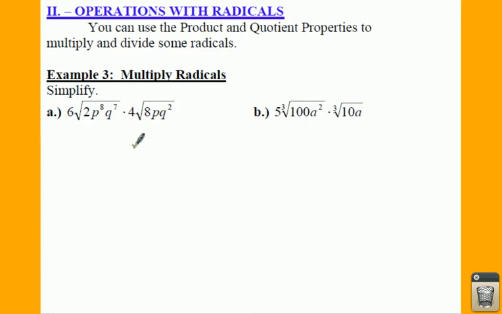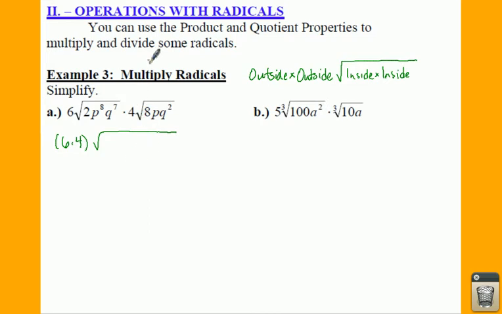So here in example 3, if you multiply radicals, basically you're going to be multiplying whatever's on the outside times the outside. And then after that, you'll be multiplying whatever's on the inside times whatever's on the inside. Alright, so here we have is 6 times a 4. We're going to multiply those on the outside. Underneath your radical, well, we have a 2 times an 8.